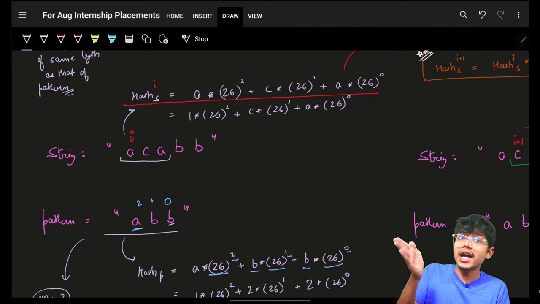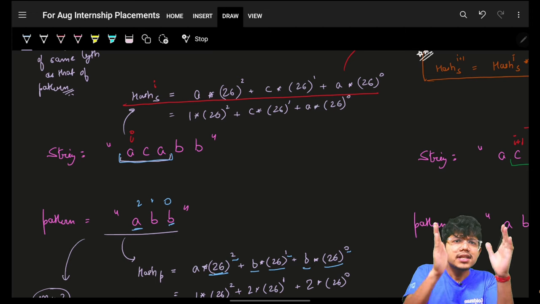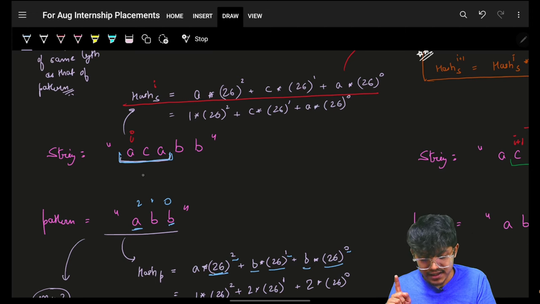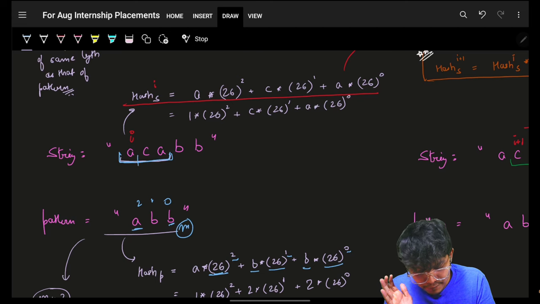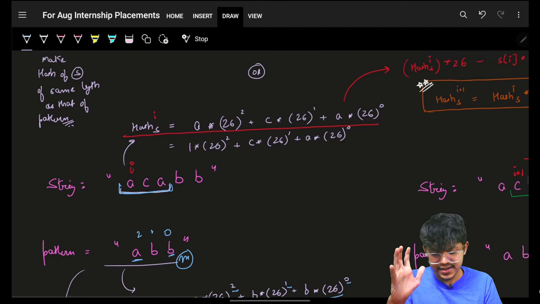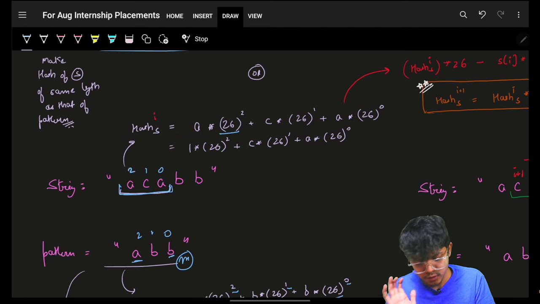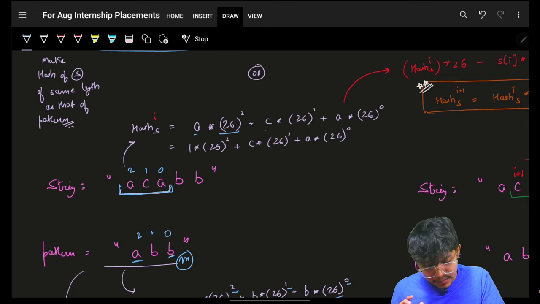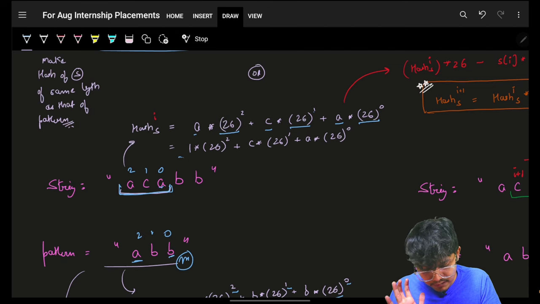In the same way, I will compute the hash for my main string S, again for the starting M characters, and then I'll use my sliding window approach. Again, M is this size, N is this size. So for the initial M characters, I'll compute my hash, but from then onwards, I will use the sliding window. So for the initial hash, I'll just simply say A multiplied by 26 raised to power 2, again considering it is 0, 1 and 2, plus C multiplied by 26 raised to power 1 plus A multiplied by 26 raised to power 0. Okay, we have done this part.